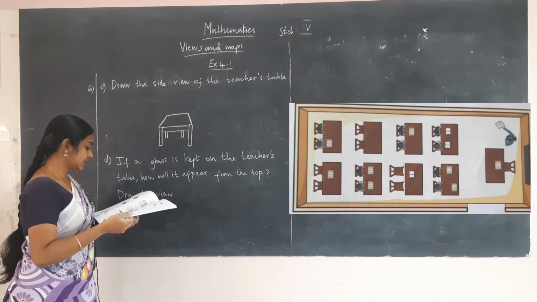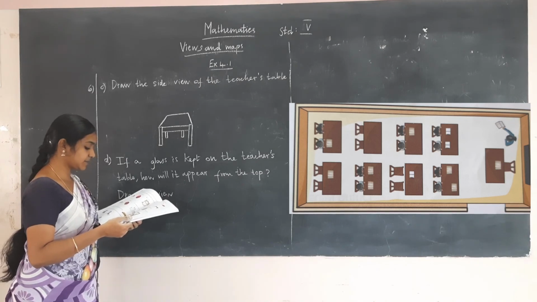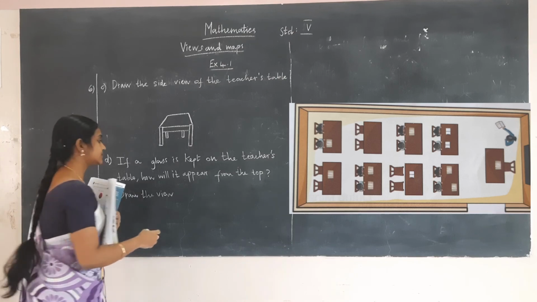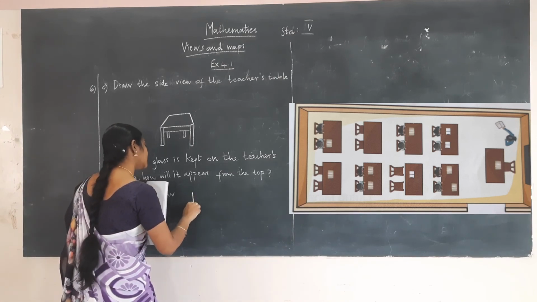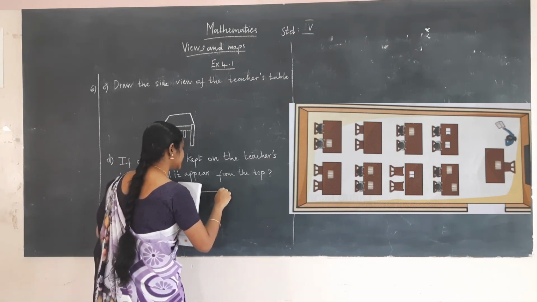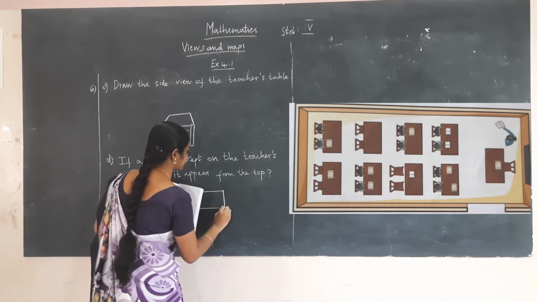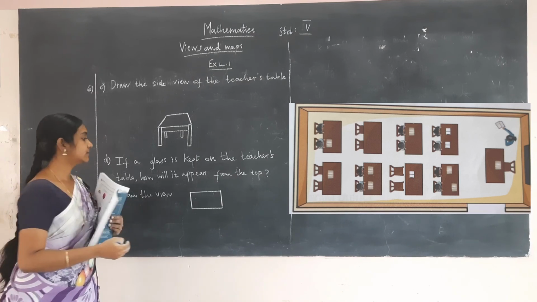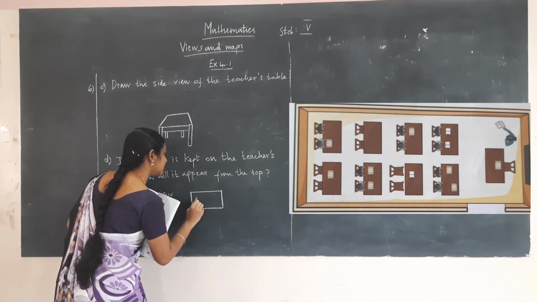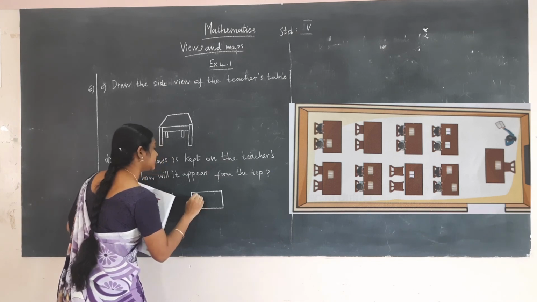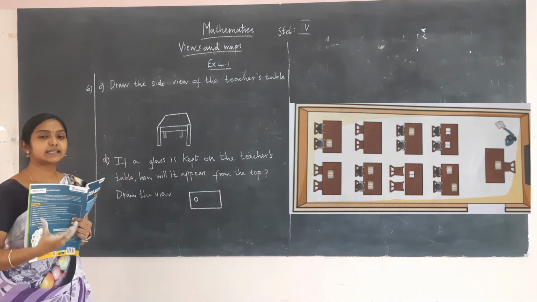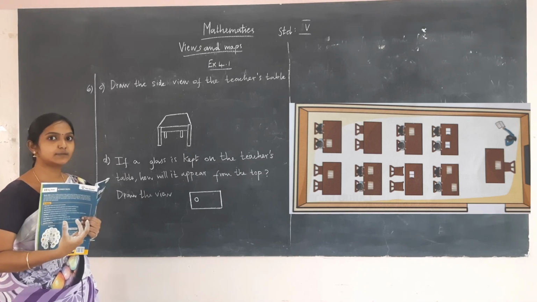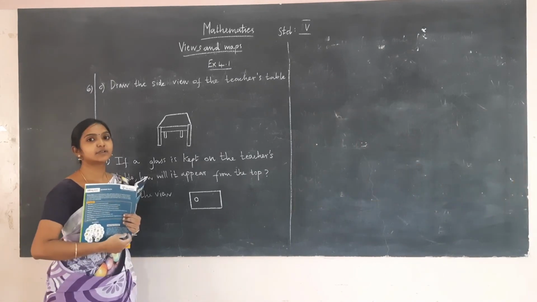The next question is, if a glass is kept on the teacher's table, how will it appear from the top? First, let us draw the top view of the table. The top view of the table will be in rectangular shape. When a glass is kept on the table, the top view will be like this. That is, the glass is in the shape of a cylinder. So the top view of the cylinder will be in the shape of a circle. Thank you, students.